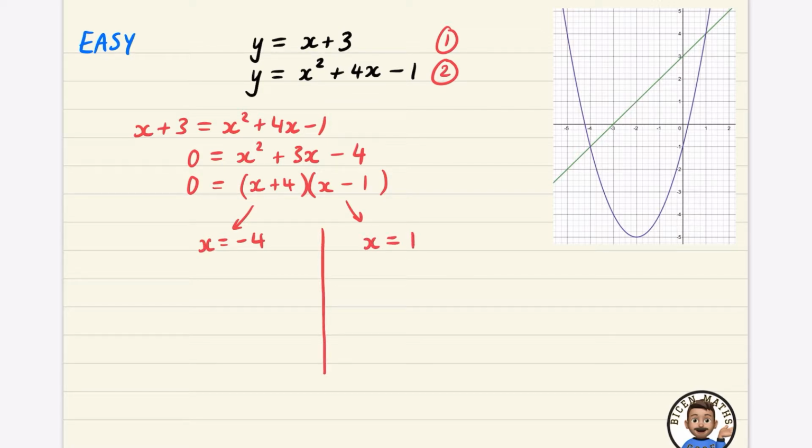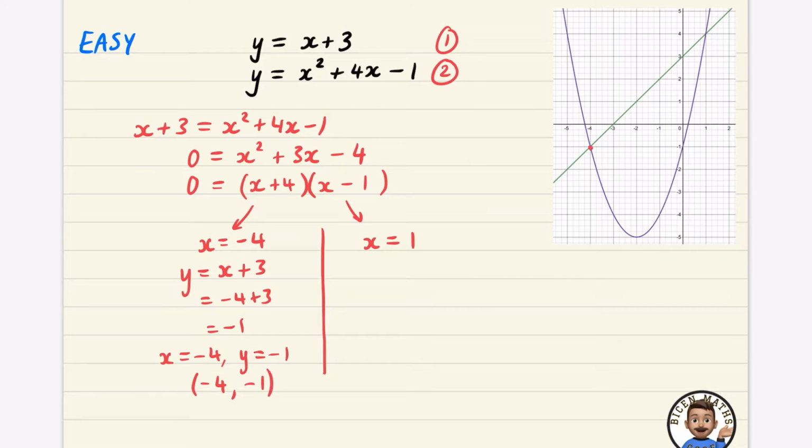Now we already know what y is because we've got it written up here in the nice simple one. So we know that y is just equal to the x coordinate plus 3. So it's going to be minus 4 plus 3, which is minus 1. So x is equal to minus 4 and y is equal to minus 1. And sometimes you see that written as a coordinate as minus 4, minus 1.